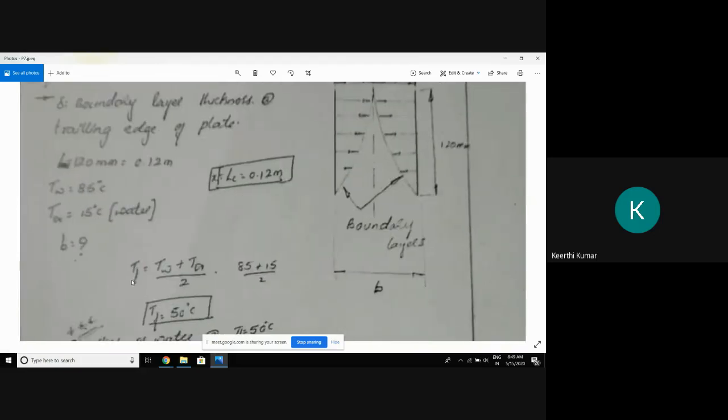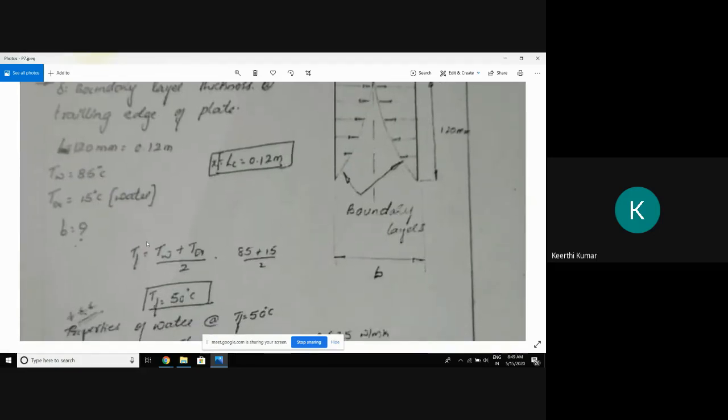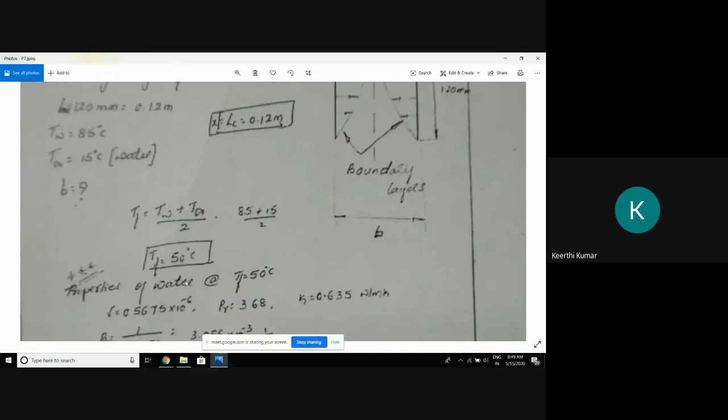What is the first step we need to do? We need to find TF, that is the film temperature. Film temperature is TW plus T infinity by 2. TW is 85 plus T infinity, the fluid temperature, is 15, by 2. It will be 100 by 2, 50 degrees centigrade. So the effective film temperature is only 50 degrees centigrade.